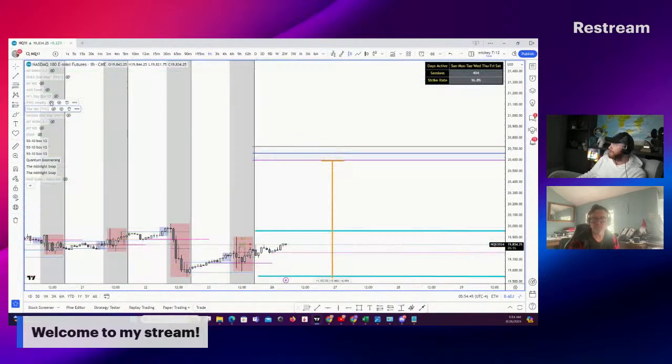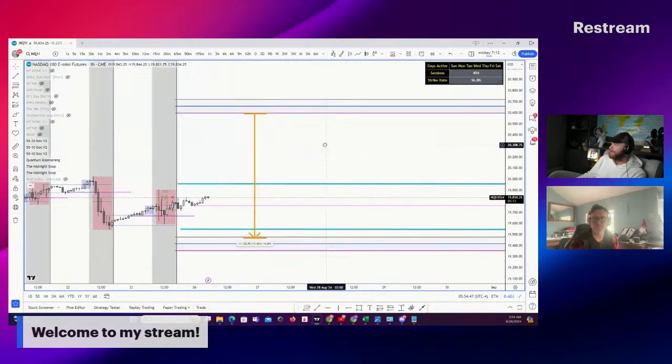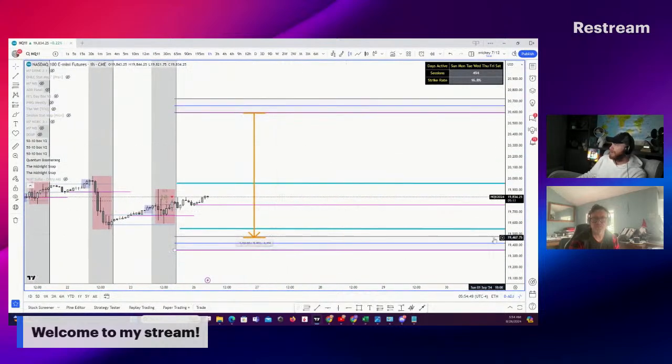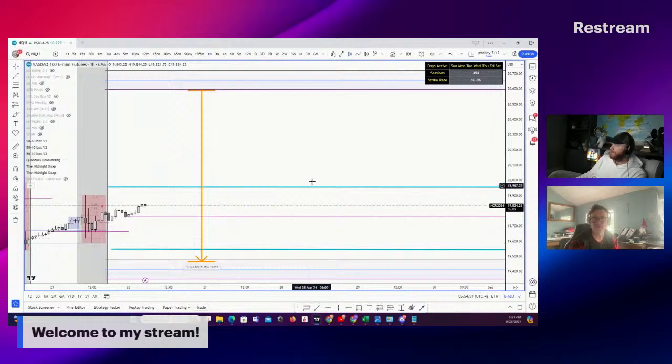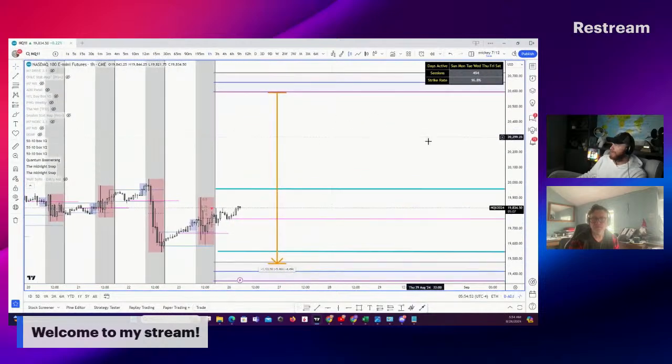Okay. All right. So now we have a pretty good indication of where the low of the week and the high of the week are, right? So that's what we got.